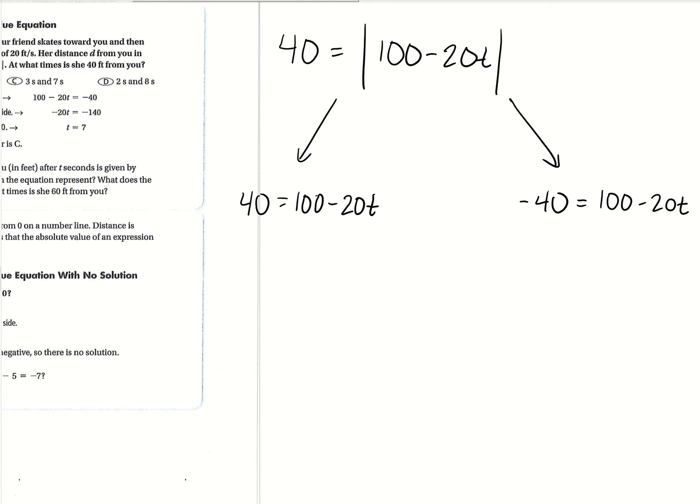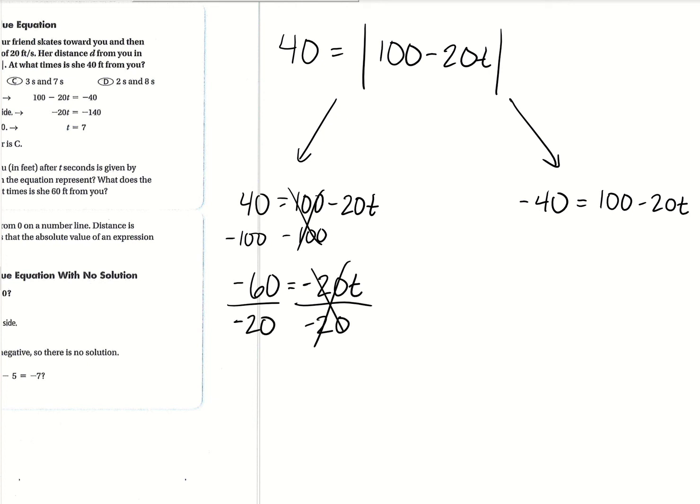From here we would just solve like normal again. I'm going to subtract 100 from both sides. I'm going to be left with negative 60 equals negative 20t. Divide both sides by negative 20. Now we have 3 equals t. So that would be 3 seconds.